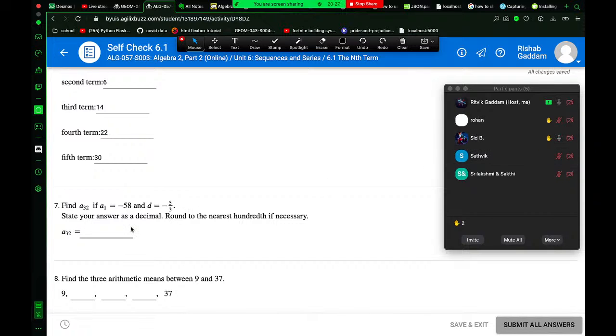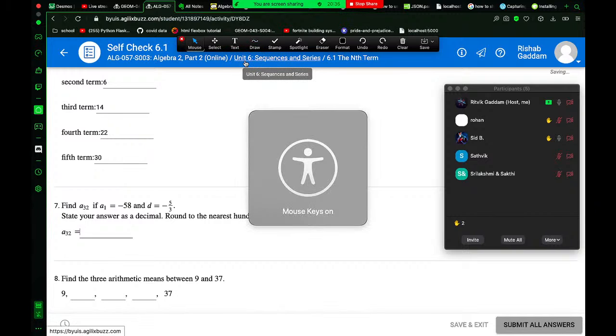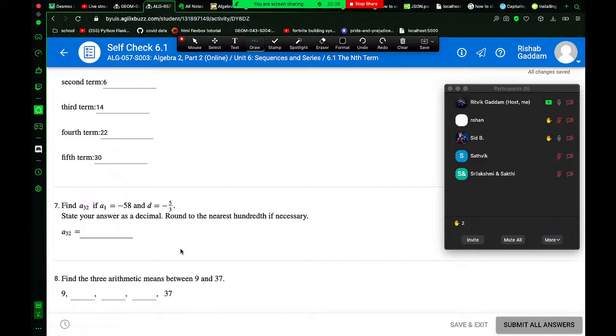Okay, so for this one, you're going to definitely have to use the formula. So, the formula would be negative 58 plus 32 minus 1 times negative 5 over 3. Okay, so what would you get? I think it'd be negative. Wouldn't it be positive 31?